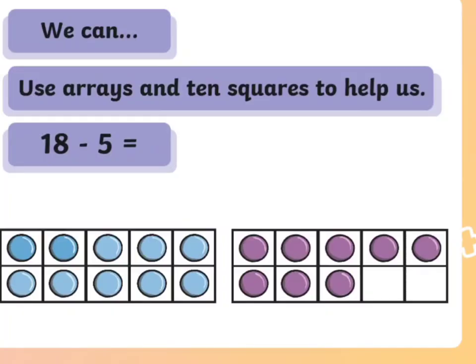Also, we can use arrows and 10 squares to help us. We have 18 arrows and we will take away 5. So 18 minus 5 equals 30.